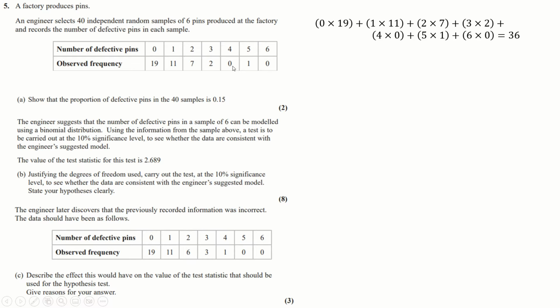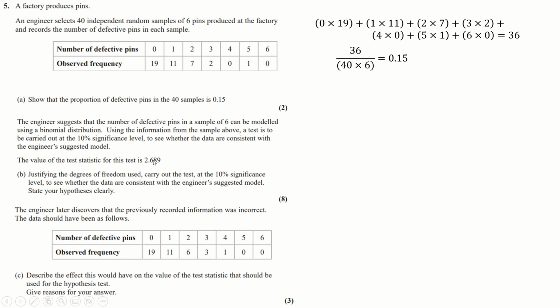Now, how many totally did he test? Well, not 40, but 40 times 6 is how many pins he actually tested here. So we just do 36 divided by that, and we get this number here. The engineer suggests that the number of defective pins in the sample can be modeled using a binomial distribution. Using the information from the sample above, so from here, to test at 10% significance whether data is consistent with this. Now, this is a bit weird.